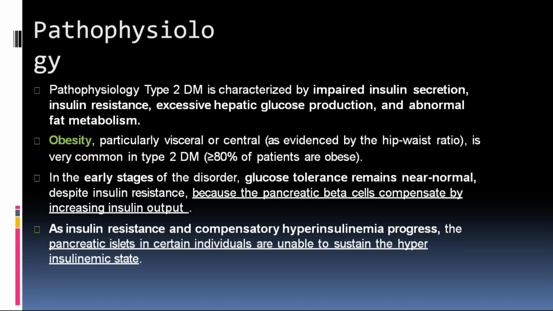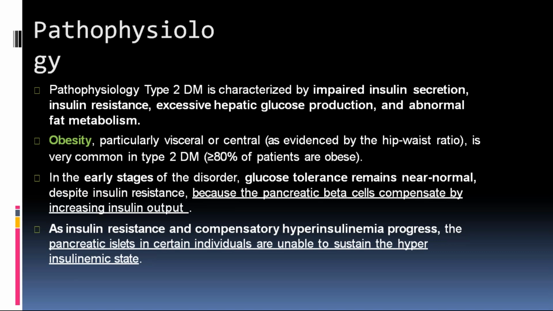Coming to pathophysiology. Pathophysiology of type 2 diabetes mellitus is characterized by impaired insulin secretion, insulin resistance, and excessive hepatic glucose production and abnormal fat metabolism. Obesity, particularly visceral or central, as evidenced by the hip-waist ratio, is very common in type 2 diabetes mellitus. More than 80% of the patients are obese at the time of diagnosis.